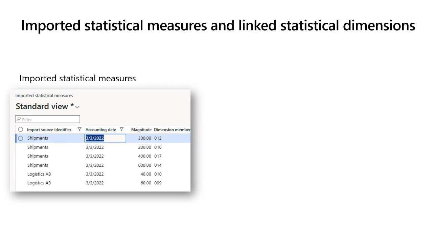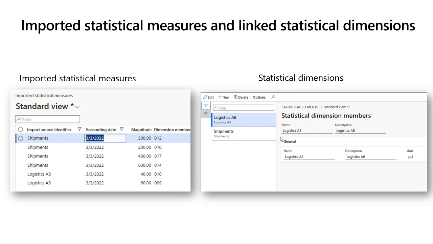Finally, we have also created a statistical dimension in line with the data that we have imported, and we'll use this data and this dimension while we are defining the cost accounting ledger. So with this data preparation overview complete, let's quickly look into the cost accounting ledger configuration that we have done.